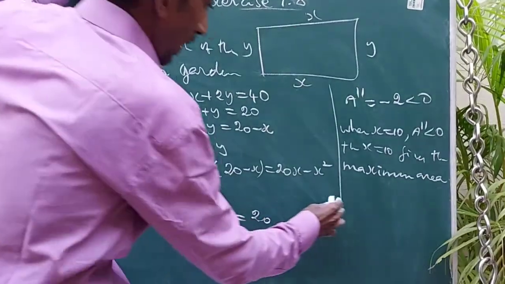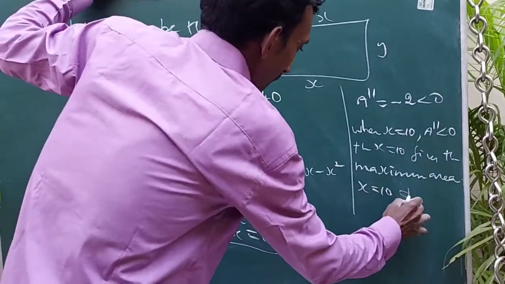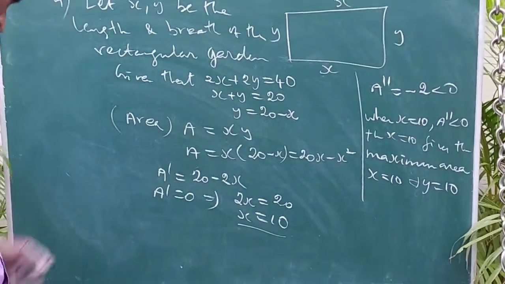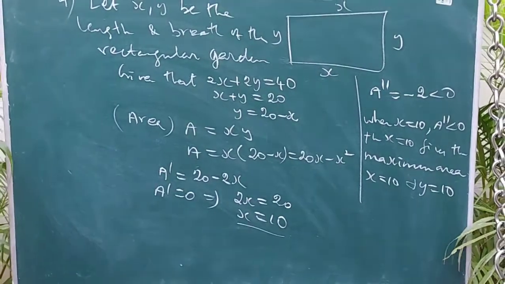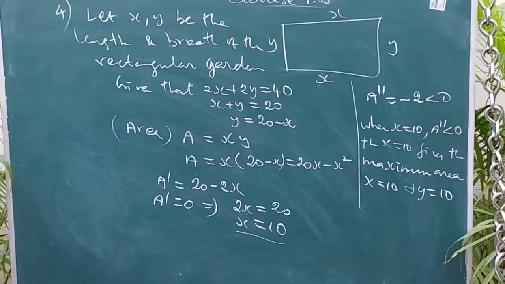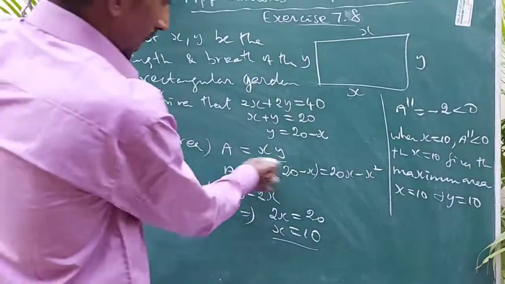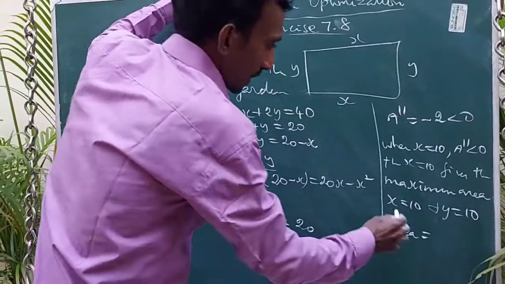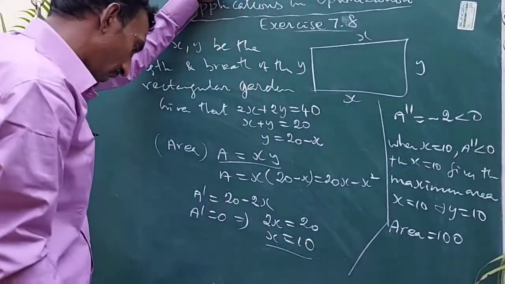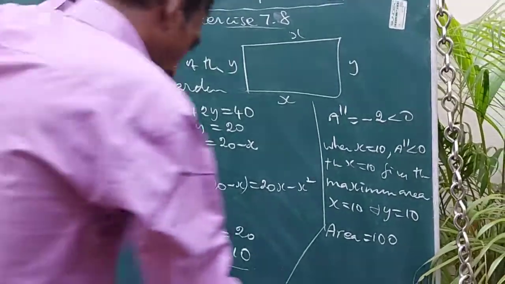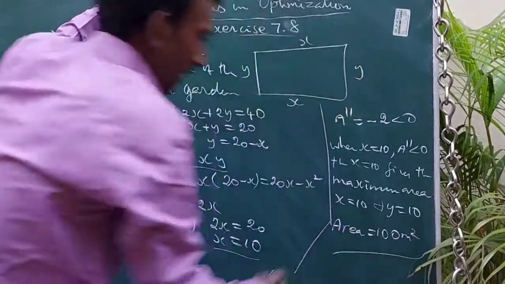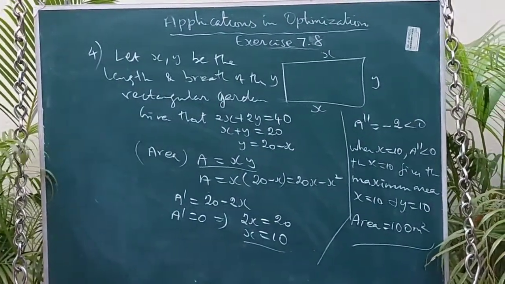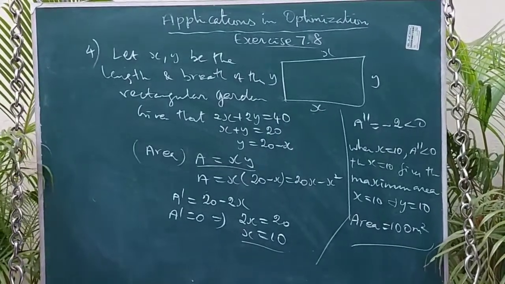So x equals 10 implies y is also 10, since 20 minus 10 is 10. They are asking for the largest possible area. So the required area equals length into breadth, 10 into 10, which is 100. What is the unit? Given meters, so 100 meters square is the largest area of the rectangular garden as per the given condition.